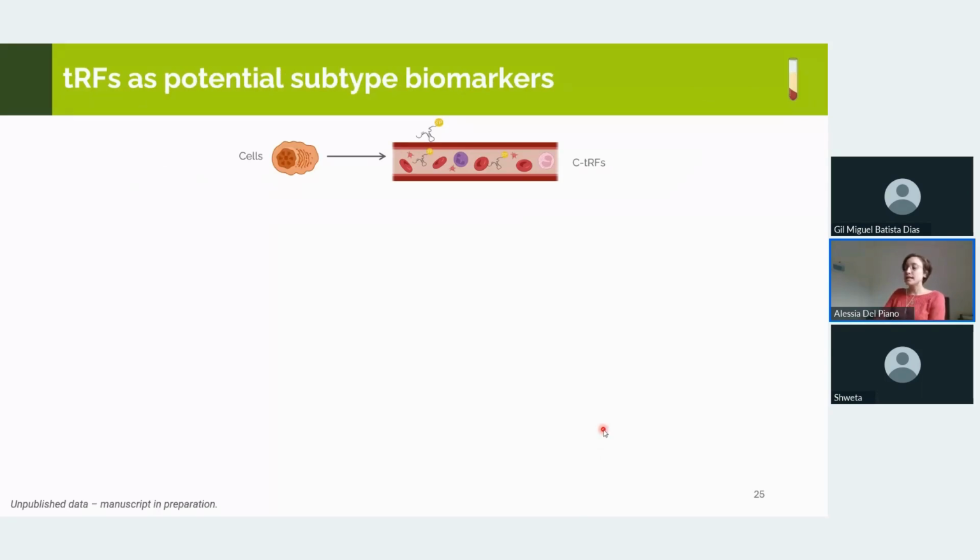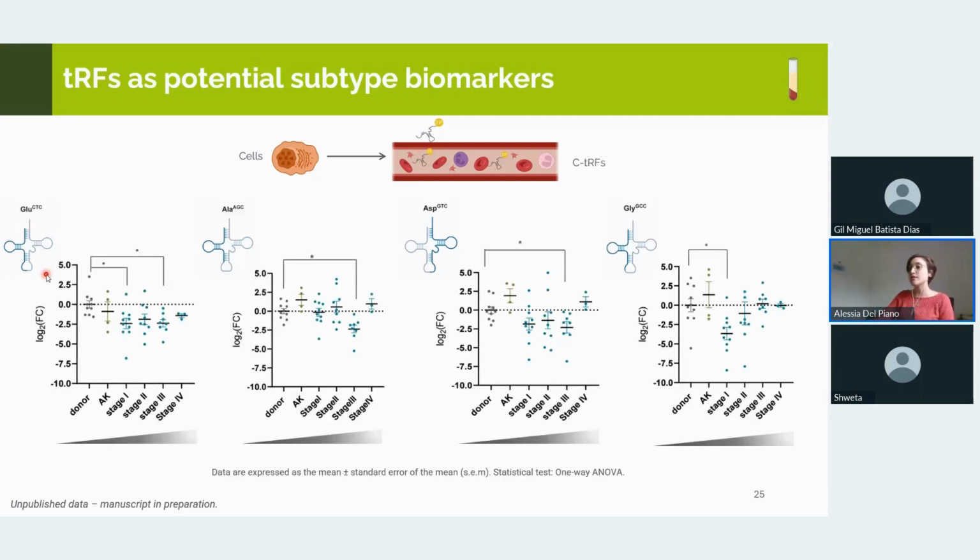Once we identified these 4 tRFs, we wondered whether these fragments were also found in the plasma samples of patients, since we know from the literature that tRNA fragments can be released in the bloodstream. And so we decided to screen several plasma samples coming from patients and healthy donors for the specific fragments that we identified. And as we can see from here, the different fragments show different features.